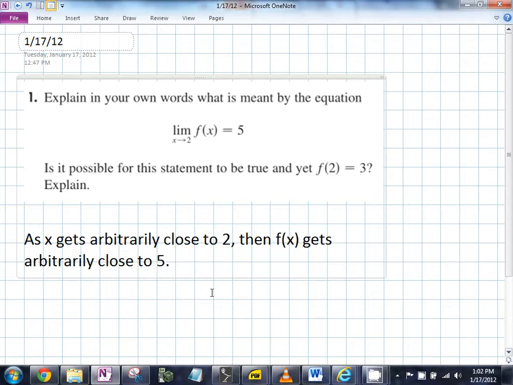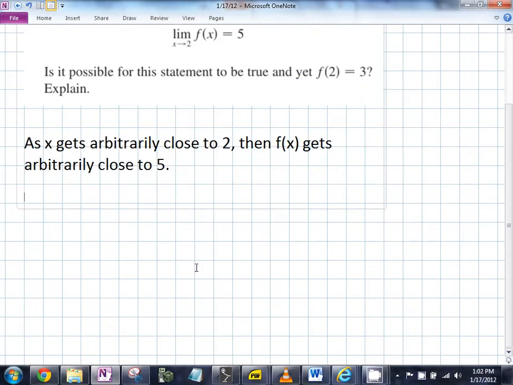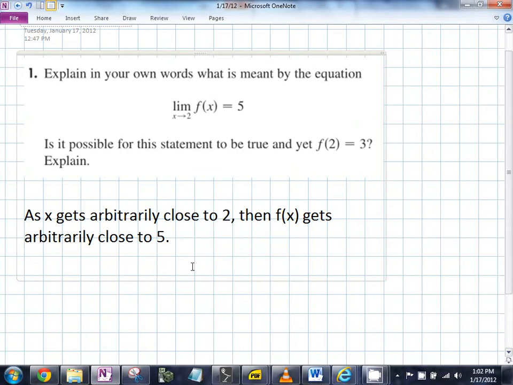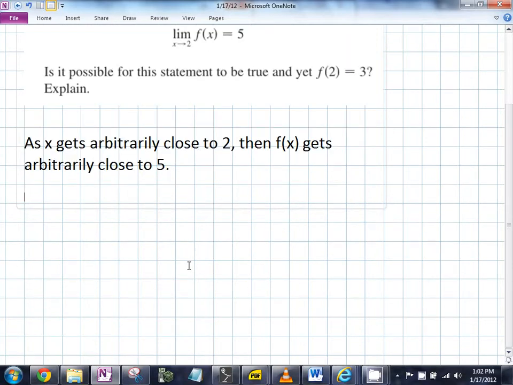Is it possible for f of 2 to be equal to 3? What do you think? No. Why not? Because f of 2 should be equal to 5. No, that's not what it says. It says the limit of f of x as x goes to 2 equals 5. Does that mean the function has to be 5 at 2? No. Do we have any idea what the function is? No. We know nothing about the function other than this one limit.